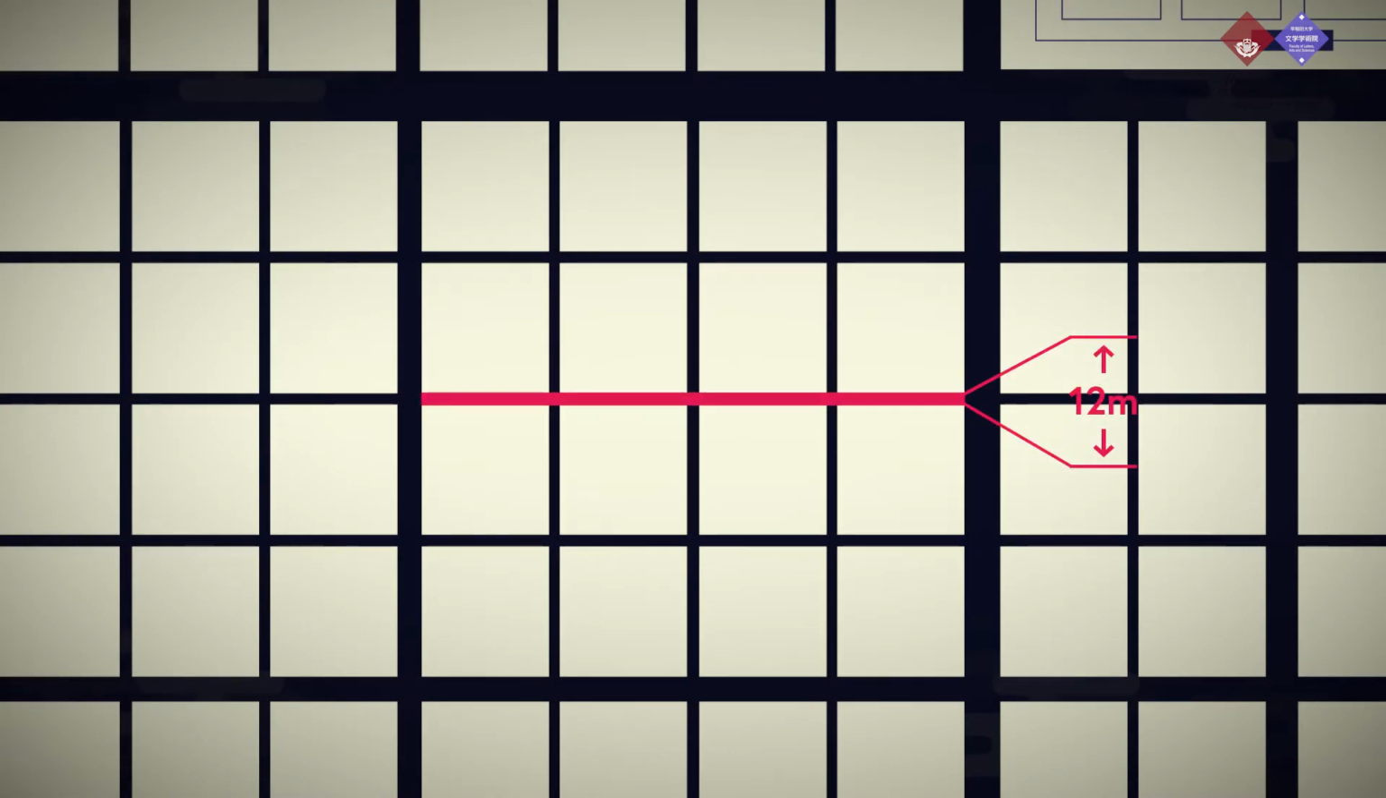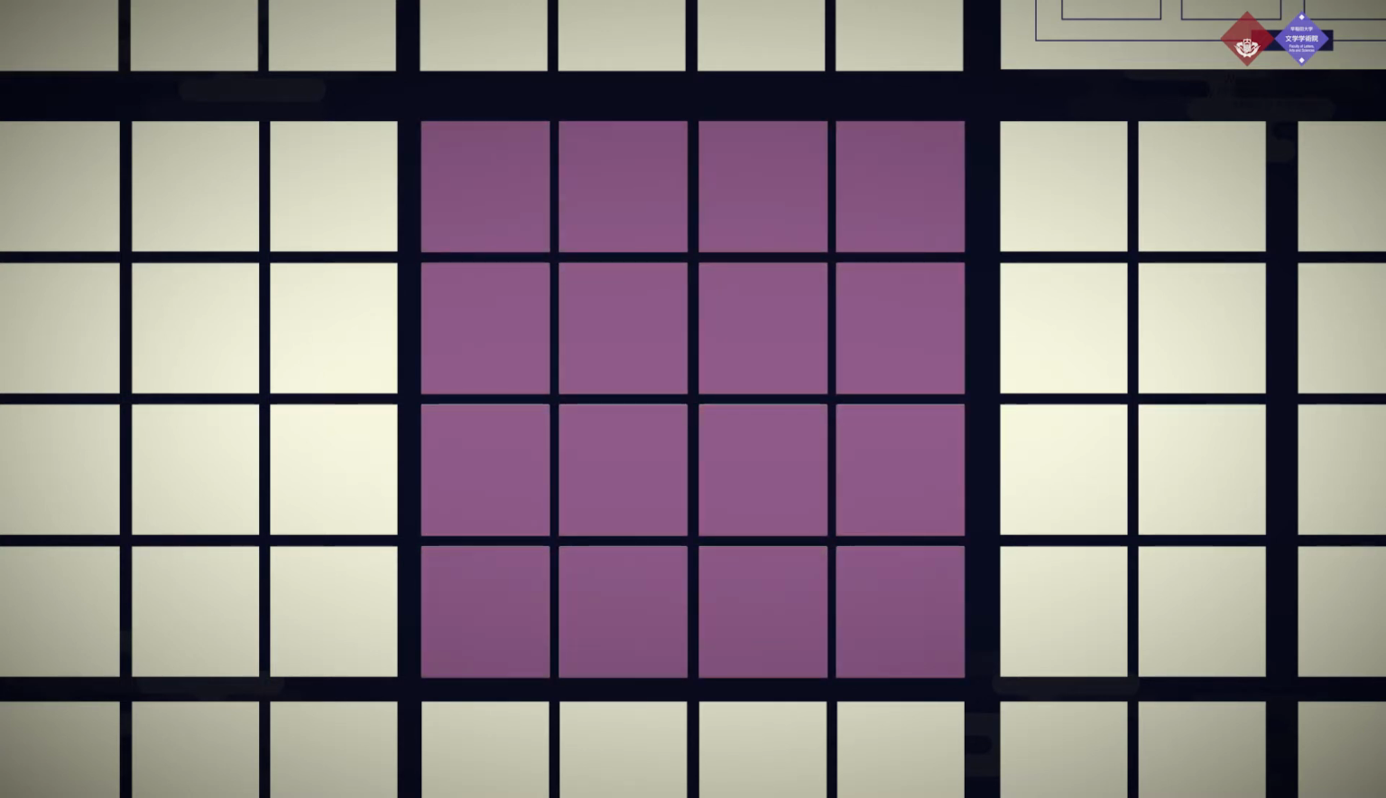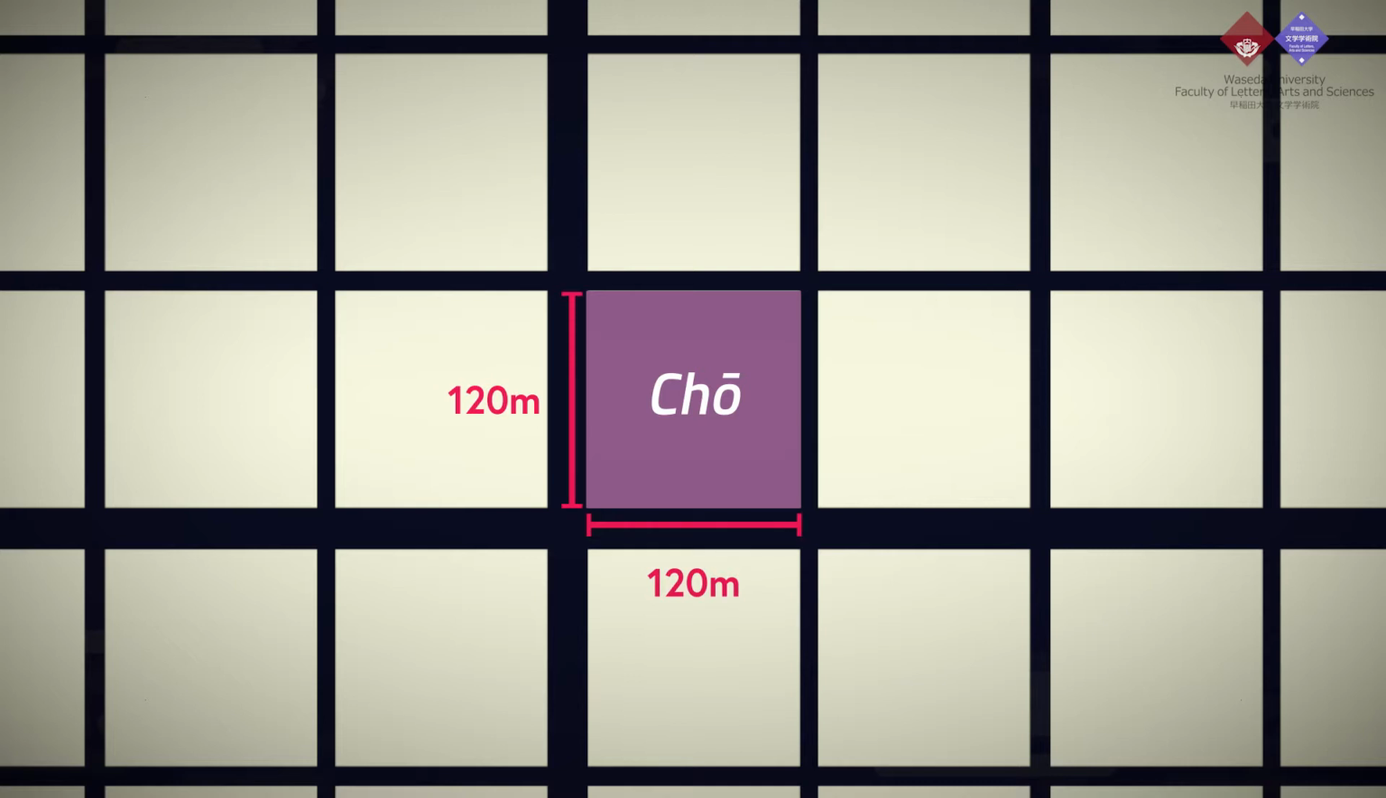Confusingly, the square areas between the north-south and east-west avenues were also known as bo, which was a separate bo from the north-south columnar zones of Ichibo, Nibo, etc. Each of these square areas, bo, was further divided by 3 north-south streets and 3 east-west streets, resulting in a smaller grid of 16 blocks. Each of these small blocks was known as a cho. The cho were roughly 120 meters square.